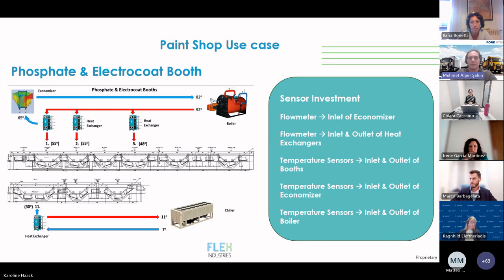How can we do that? As I mentioned, we implement some sensors, and we collect the data from the economizer, heat exchanger, and also the booths. We store this data in the Bitnet Sapphire cloud system, and we share this data from the cloud system with our partners who develop models and optimize the system.